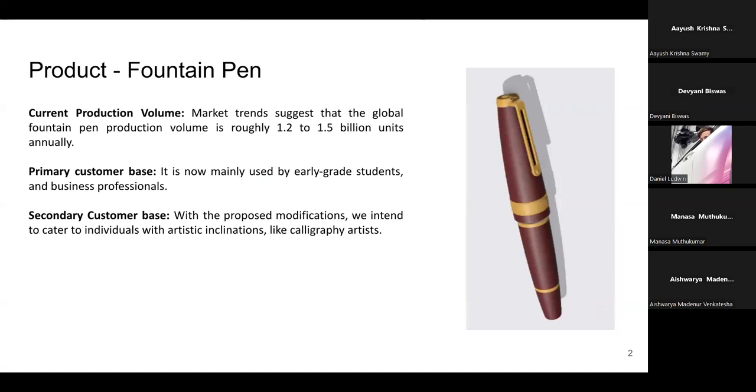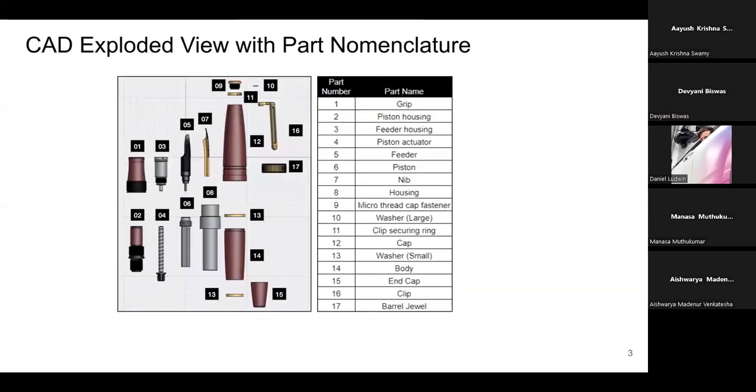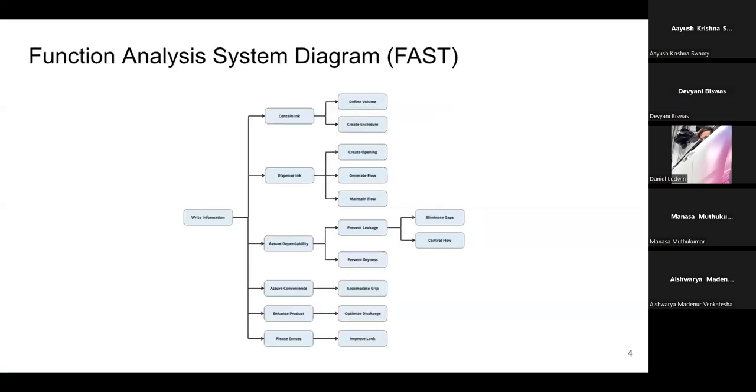And for the secondary customer base, in order to solve the flow issues with ink, we have introduced a rotational nib mechanism for calligraphy artists. This is the CAD exploded view for all the parts with the part names, which will be used throughout the slide. The function analysis system technique diagram pictured here describes the functions the ink pen must perform.